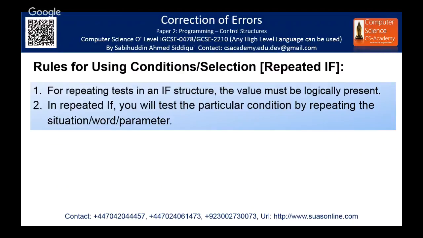And in connection with this, you have another rule which you should keep in your mind. In repeated if, you will test the particular condition by repeating the situation, word or parameter. Here I need to make clear what is meant by situation, word or parameter. Basically, situation means, let's suppose you are selecting one word and you are just checking or testing it out. Or same is with the word. Let's suppose you are finding a word. If you find a word that starts with A, let's suppose ambassador. So the word you are looking for must be focused in a condition as a constant, and then you will start performing or closing the statements.